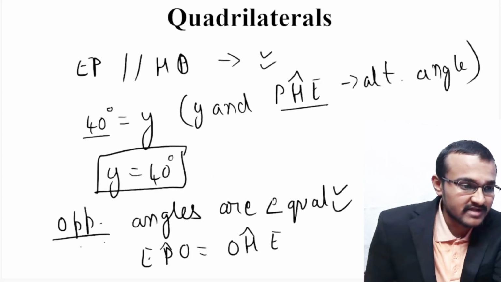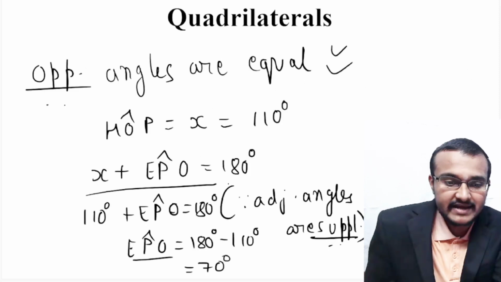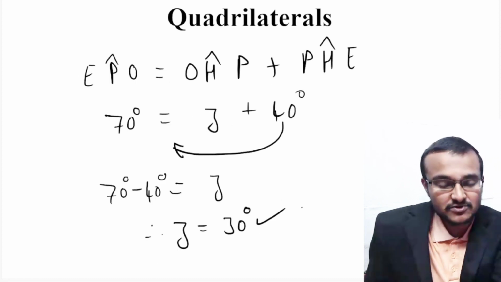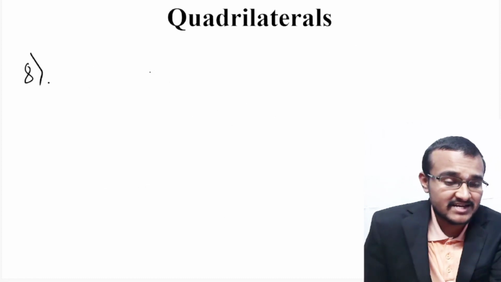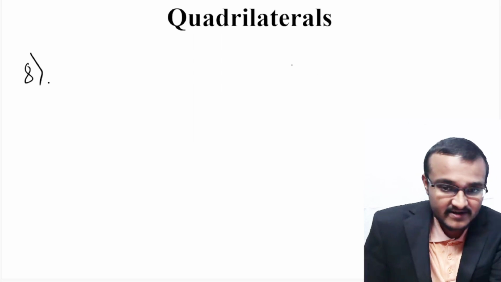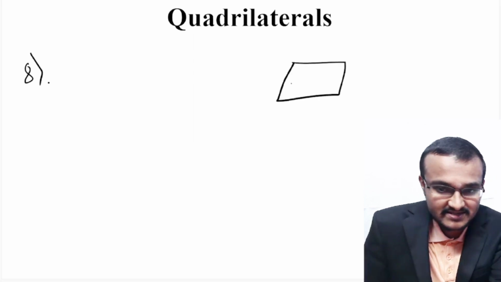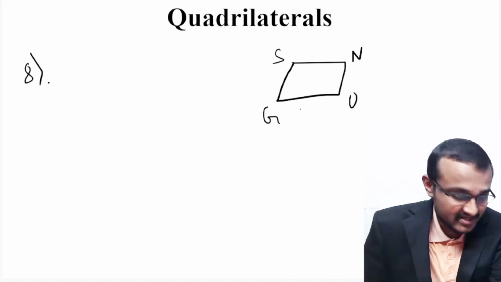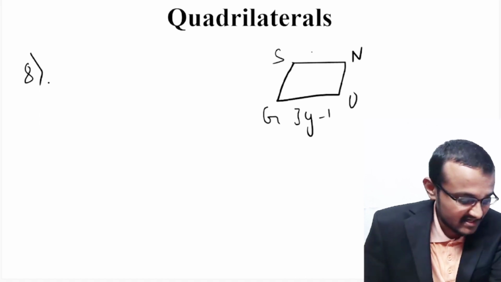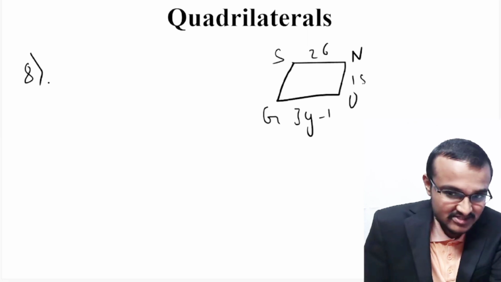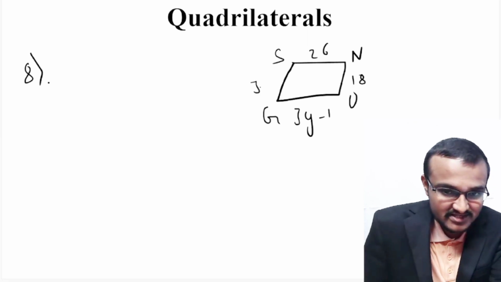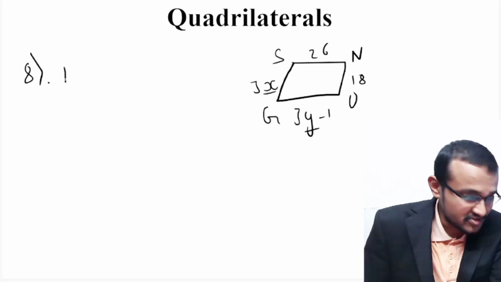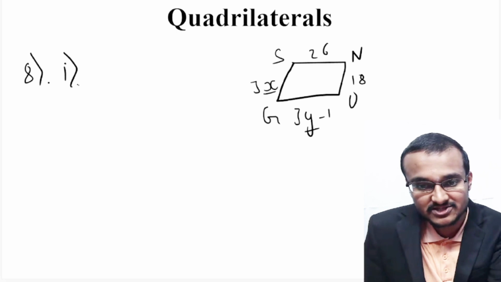So now we have found that Y is 40 degrees, X is equal to 110 degrees, and similarly Z is equal to 30 degrees. Coming to the 8th question, they have given a parallelogram figure, named GUNS. Here this particular side is 3y minus 1, this is 26, this is 18 units, and this is 3x. Now you should find x and y in this 8th question.